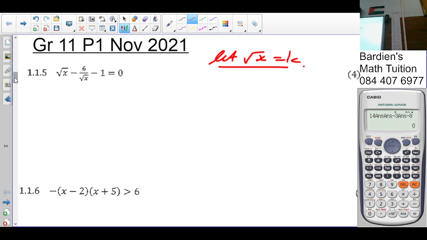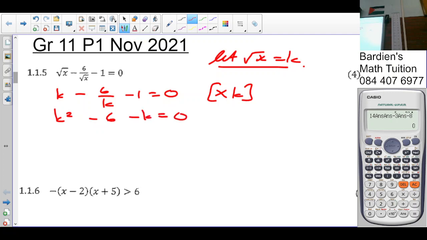So what we have is k minus 6 over k minus 1 is equal to 0. So you see now the question becomes a much easier equation to work with. So you multiply this by k. You get rid of the denominator, so k times k is k squared. Negative 6 over k times k is negative 6. Negative 1 times k is negative k equals 0. I write it in standard form, so k squared minus k minus 6 is equal to 0.